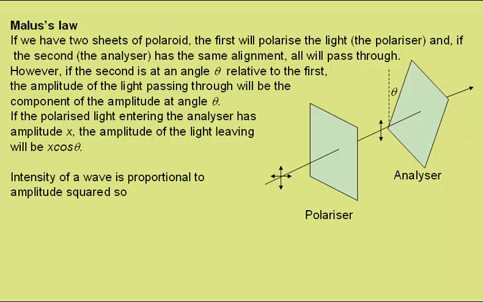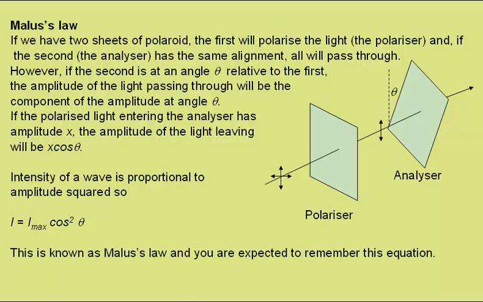The intensity of a wave is proportional to the amplitude squared, and so the intensity leaving the analyzer will be equal to the maximum intensity of the light entering the analyzer times cos squared theta. This is known as Malus's Law, and you are expected to remember and be able to use this equation.